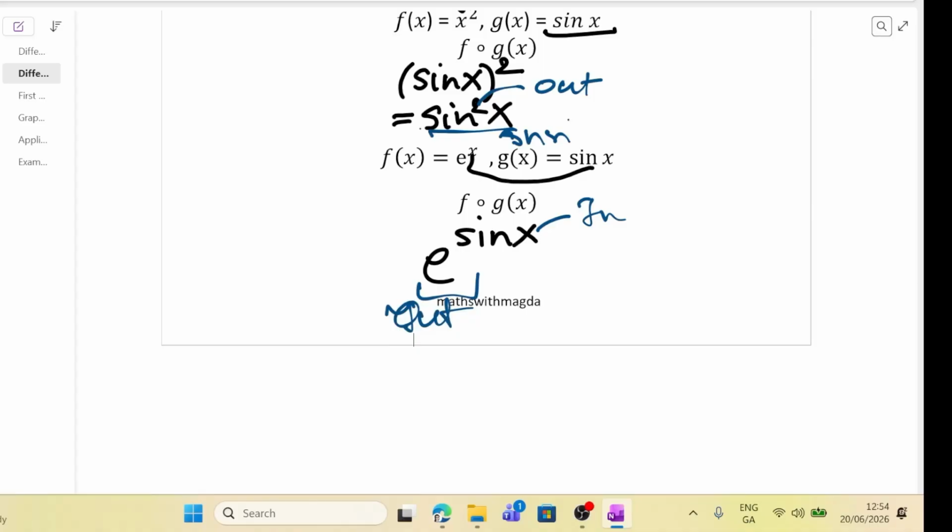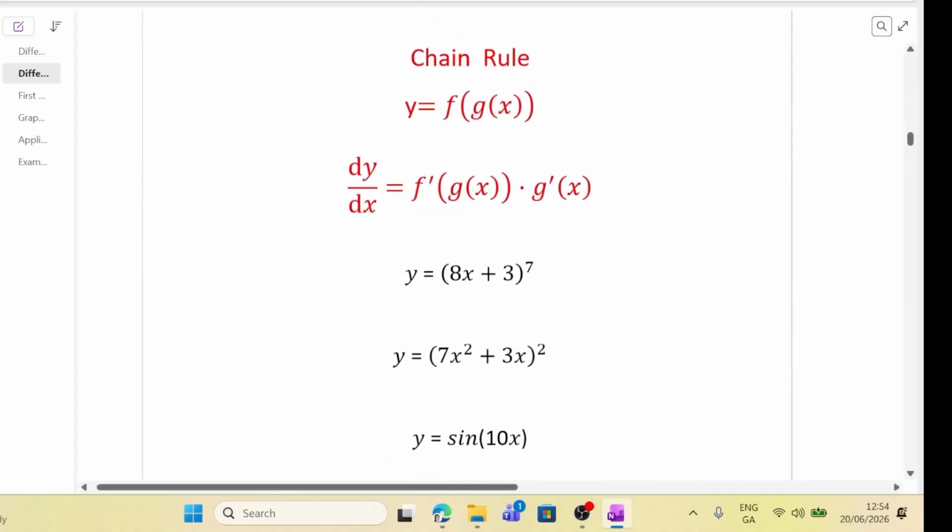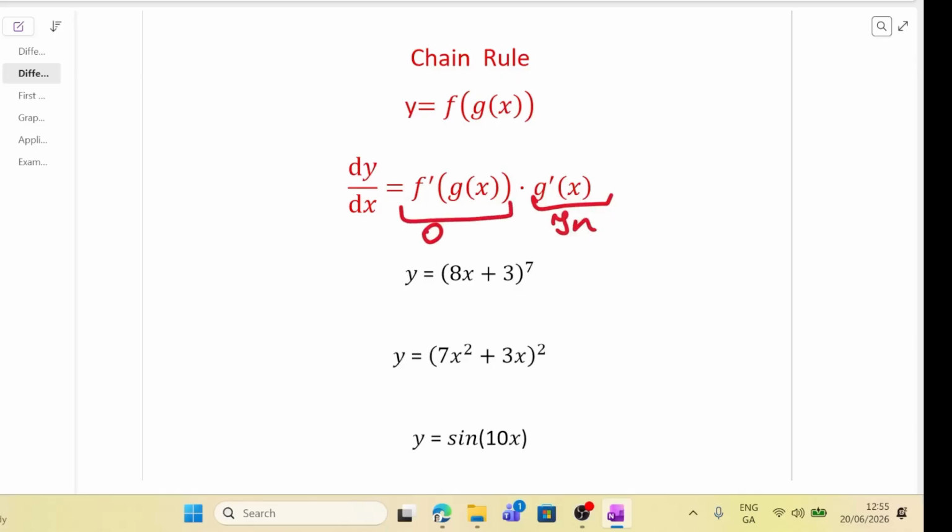And then for the next one, let's move on to the chain rule. Okay, so when I do the chain rule, as I said, the chain rule is an inside-outside rule. So anytime I differentiate a composite function, I differentiate the outside first, and then I multiply that by the derivative of the inside. So that's my inside derivative, that's my outside derivative.